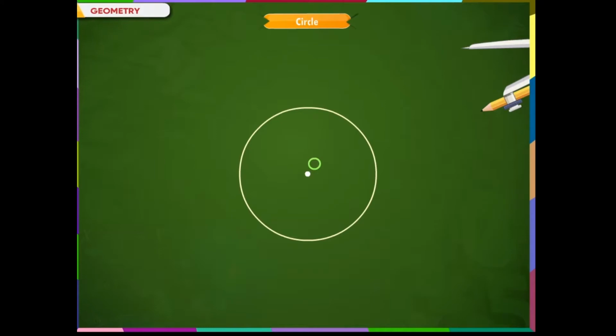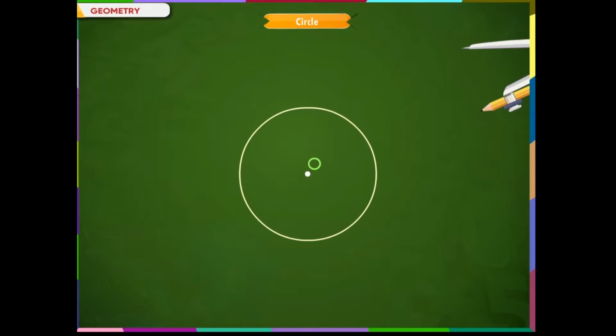So, we can say that circle is a closed path which is always at a fixed distance from a fixed point. The fixed point O is called the center. The fixed distance is called the radius of the circle. Let us now understand the various terms related to circle.